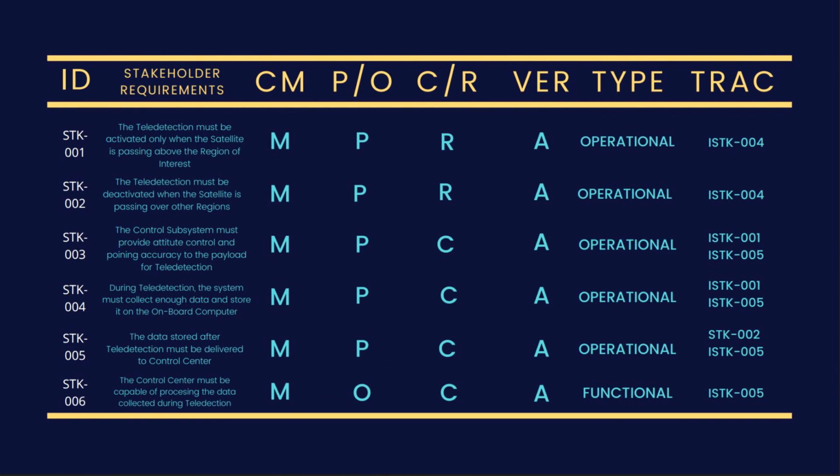Now getting into the scenario stakeholder requirements, we have requirement proposals, for example, the moment of activation and deactivation of the teledetection, which provides the subsystem for control and precision to collect data, the processing of data, and the transmission of data. Each of the requirements is classified by its ID, compliance, origin, type, verifiability, and traceability.